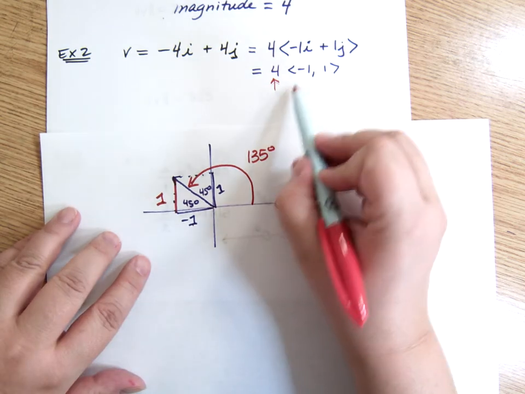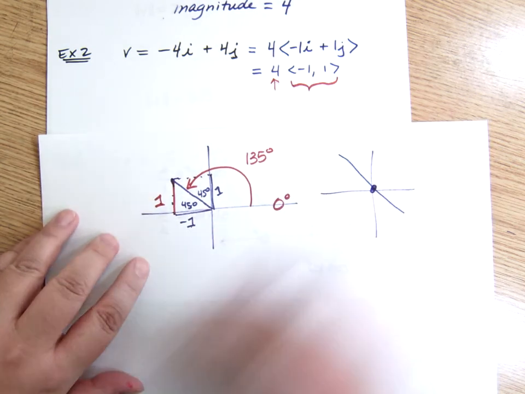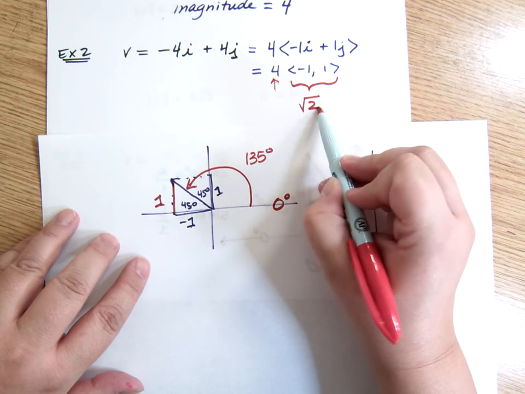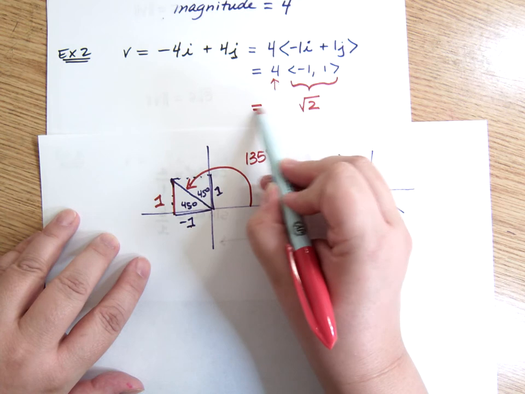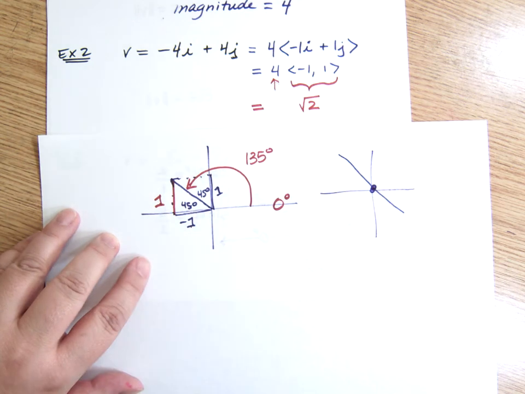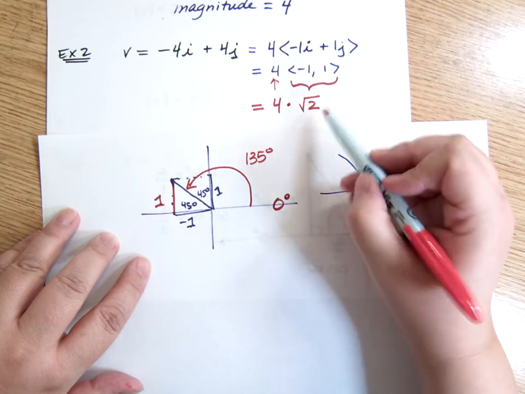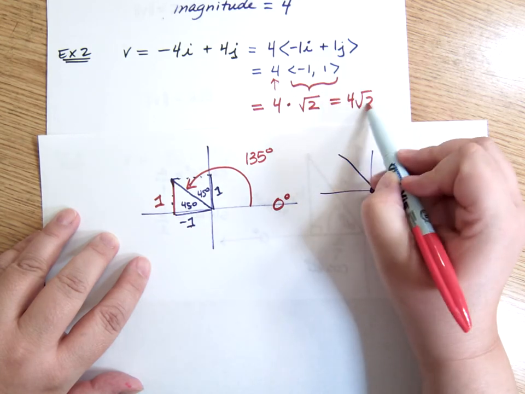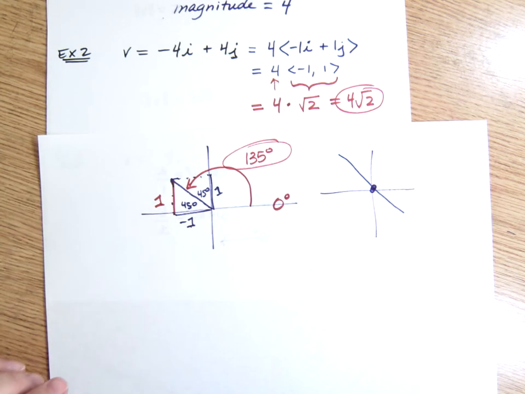So I'm going to find the magnitude of this vector. It's square root of 2. 1 squared plus 1 squared is going to be square root of 2. By the way, that goes with the fact that in 45-45-90 triangles, you take the leg and you multiply by square root of 2 to get the hypotenuse. Same thing. So 4 times this just gives me 4 root 2. So these are my answers, 135 degrees and 4 root 2.